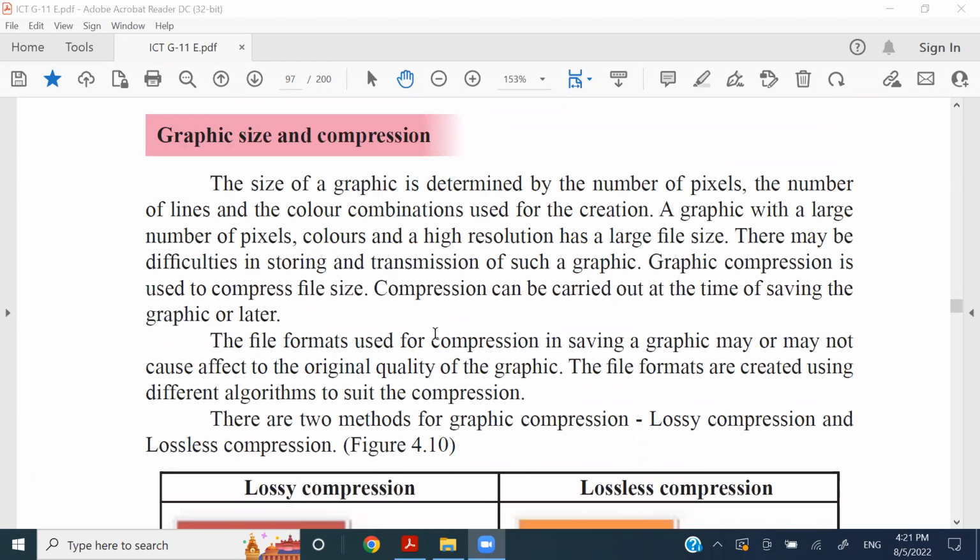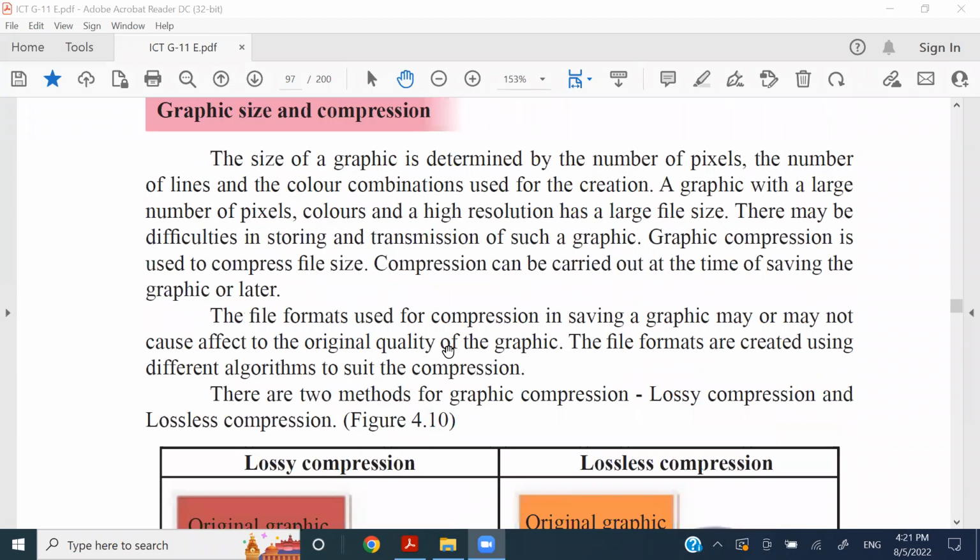So this is what you call the graphic size and the compression mode, right? It is another property that we need to take care of, especially when we need to output a particular graphic that we have made. We can use a particular graphic editing software, and then we have to output our final output. Once you have done all the editing parts, when we are saving it, we have to consider how the graphic size is going to be and what are the compression modes that we can use, right? There are two types of compressions, right?